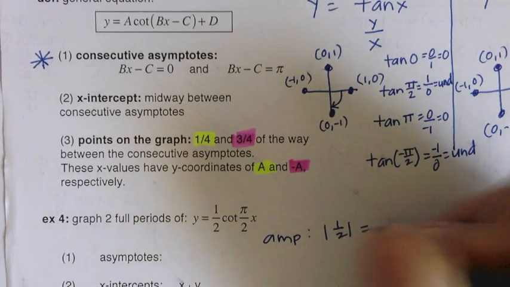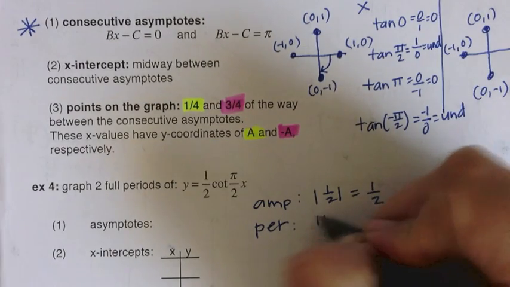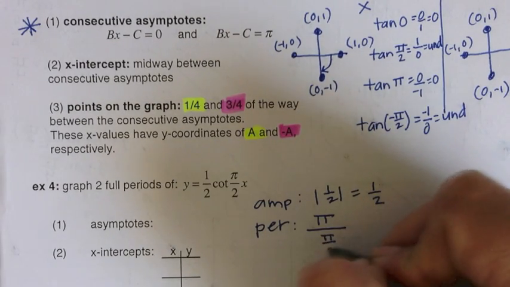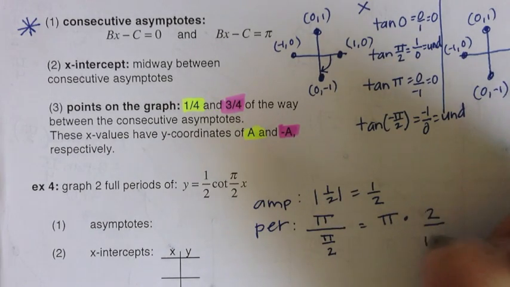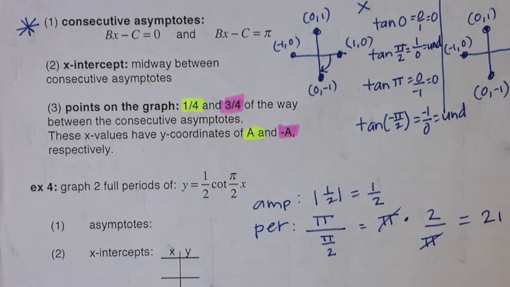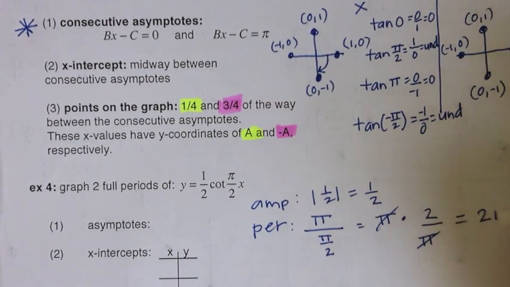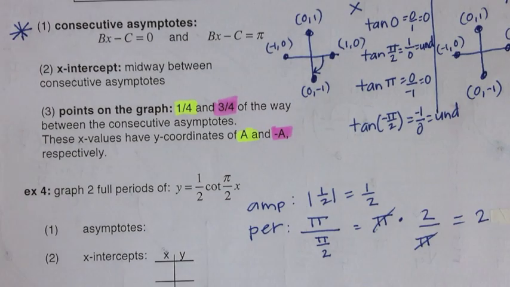So this is just 1/2. And the period, guess what? Just like tangent, it's pi over b. So we're going to do pi over 1/2, which equals pi times, copy dot flip, 2 over pi, whoa, which is just 2. No pi on that, just 2. Why? Because the pi's canceled out. Okay, so it's going to have a distance of 2.